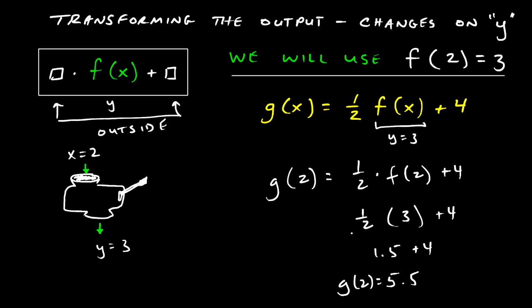Now, for those of you that want to understand this graphically, basically we are shrinking the y value by taking half of it, and then we're shifting it up 4, adding 4. So that's the y values.